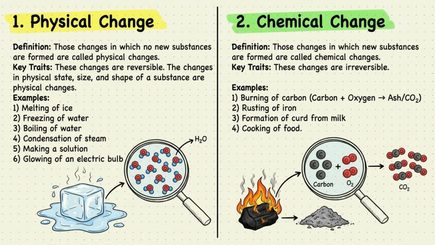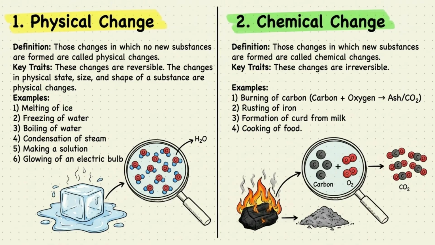A physical change is a change where no new substances are formed. It is just the exact same stuff, maybe looking a little different. And crucially, these changes are reversible. Reversible, yes. Make sure to write that down. Right. We are talking about changes in the physical state, the size or the shape of a substance.